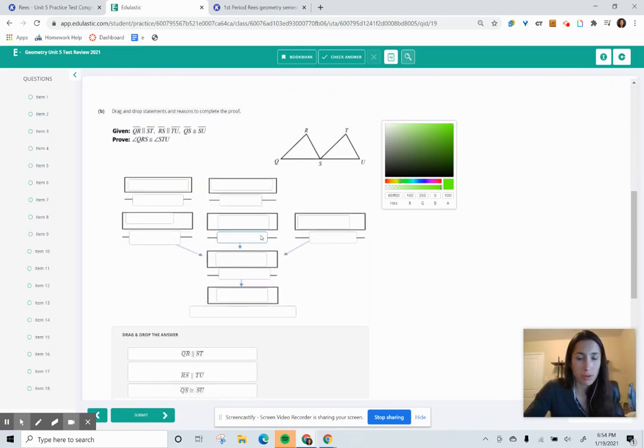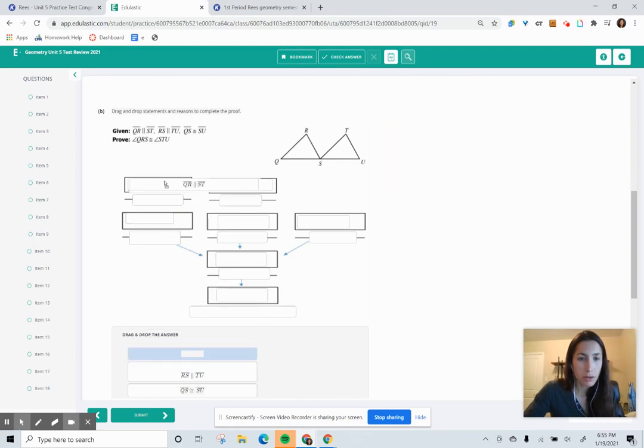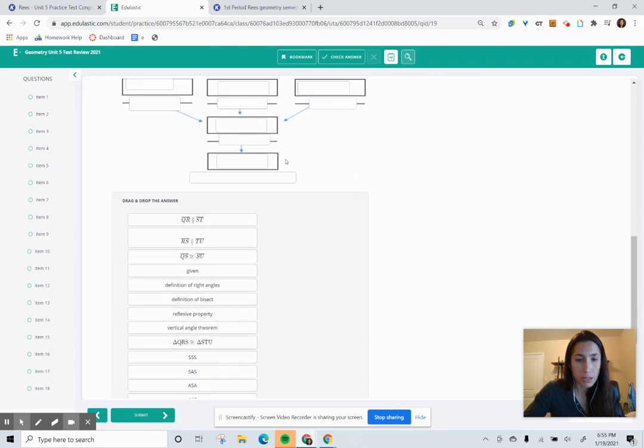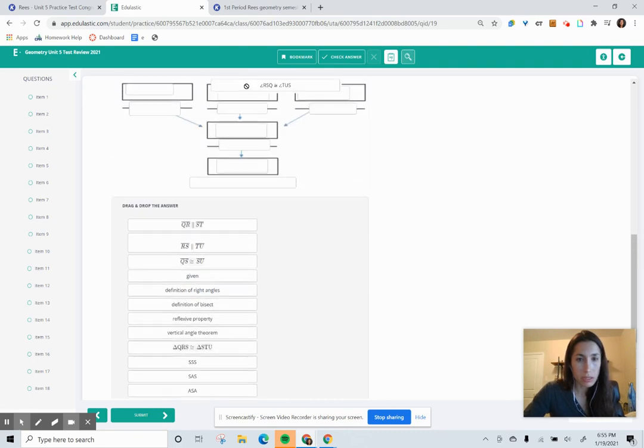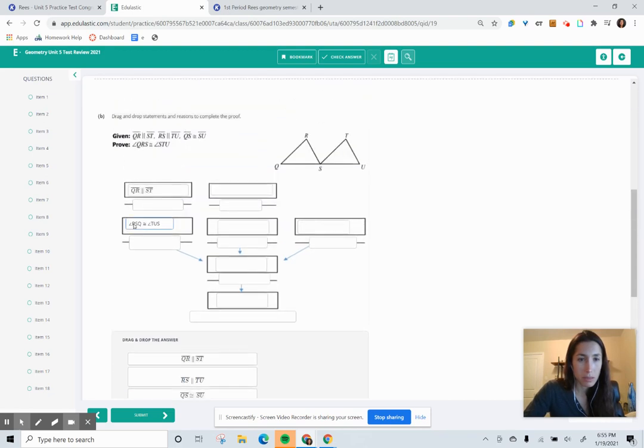Let's go down into our proof here. So we had a parallel statement: QR is parallel to ST. QR and ST, that was the first one. That made this angle here, Q, or RQS, equal to its corresponding angle, TSU. Oops, does it let me move it? Yes, it does. So we know that the first part was given.